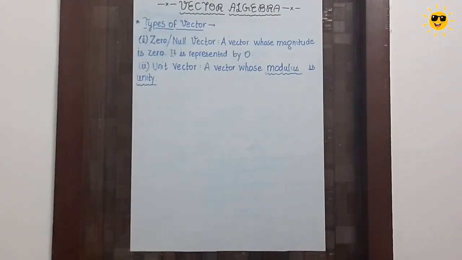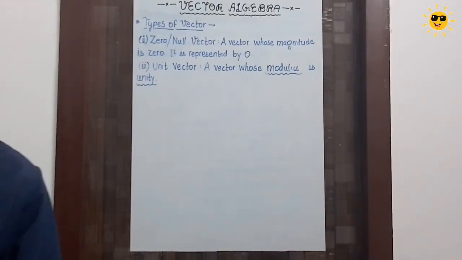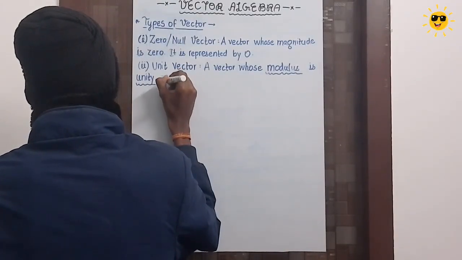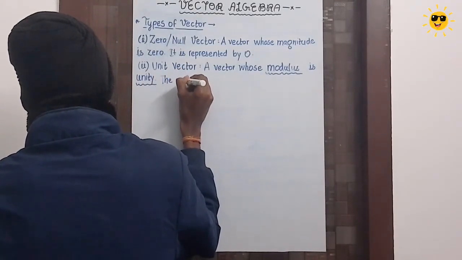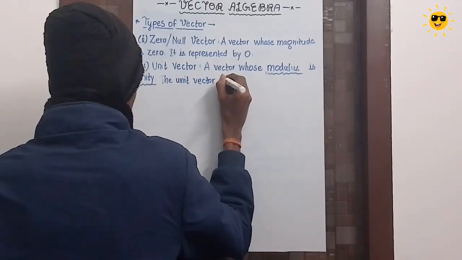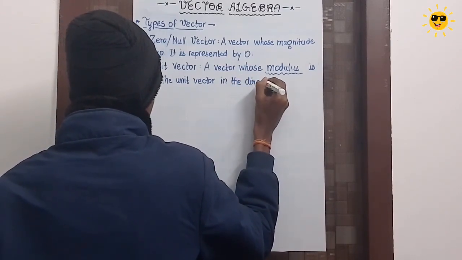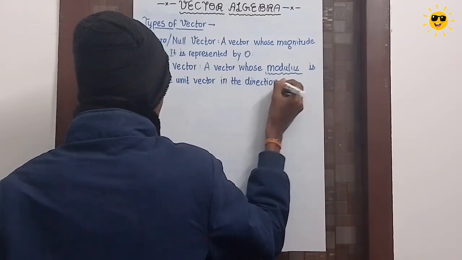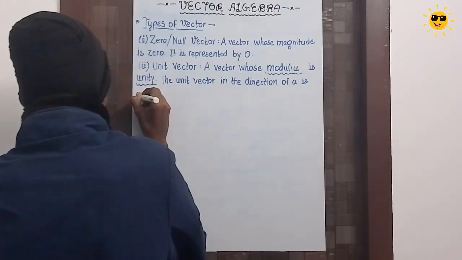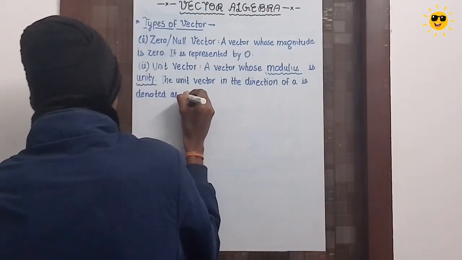The unit vector in the direction of a vector is denoted by a cap. Let me write here. The unit vector in the direction of a is denoted as a cap.